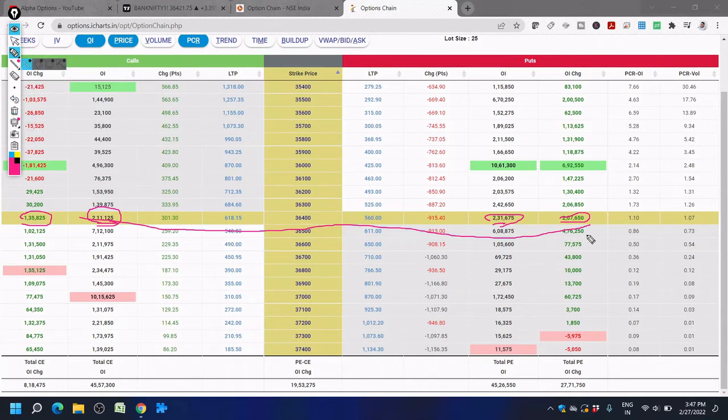So this gives us an indication that the market might open gap up above 36,400. It can open above 36,400 looking at this OI data. If it opens above 36,400, then there is a high possibility that it can go higher from there. On the charts, where is the 36,400 level?